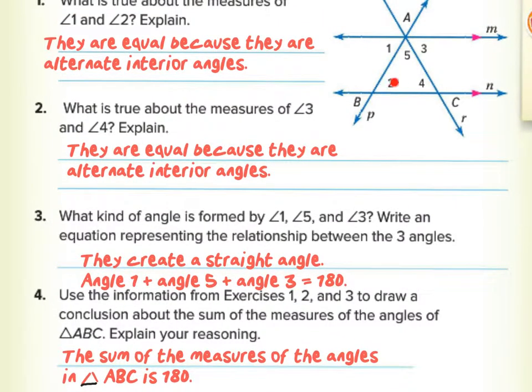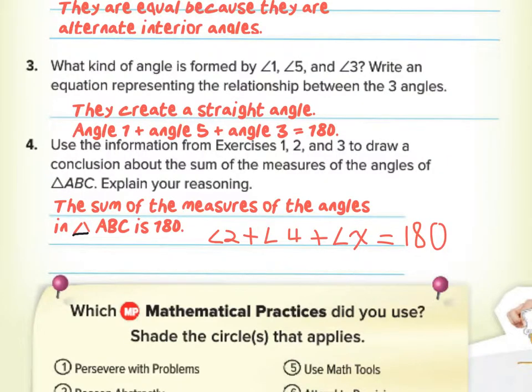So we know that the sum of all three angles is 180, and we've already solved for angle 2 and angle 4, so through substitution, I have angle 2 plus angle 4 plus x equals 180, right? And it would look something like this. Angle 2 plus angle 4 plus angle x, which is angle 5, equals 180. So we just solve for x once we know what these are. And we already solved those by using alternate interior angles.